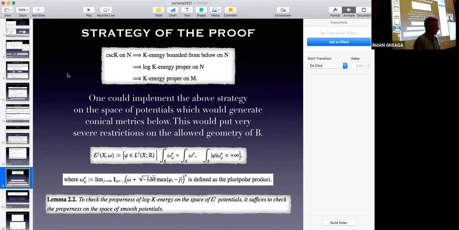And then this lemma would be like the generalization of the fact that to check the properness of the K energy, you just need to check it on these new terms. Yes, this is really the chain philosophy, in some sense, always to get there.